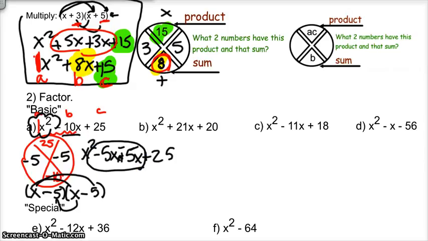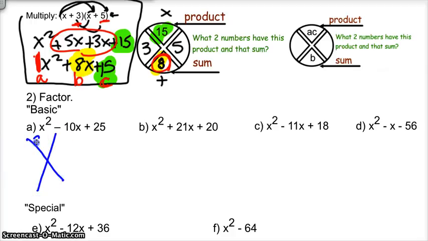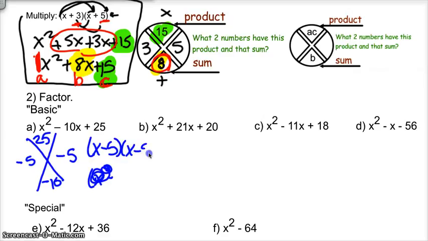So again, the purpose of the product sum circle is to organize your numbers so that you're able to figure out what things were multiplied together and what things were added together to give you the values that you need. So let me rewrite this one a little nicer. The 25 went up top, the negative 10, we came up with negative 5 and negative 5, so my answer is x minus 5 and x minus 5. Make sure they're side by side as they are being multiplied.